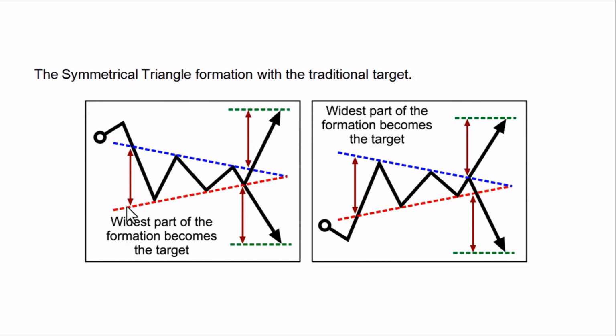So if here is 70 pips, you measure 70 pips from here and set your take profit and place your pending order, if you are using a pending order to trade, right? Either from the downside or from the upside. This is a symmetrical triangle from the what? Downside. So the right hand side is a symmetrical triangle from the what?